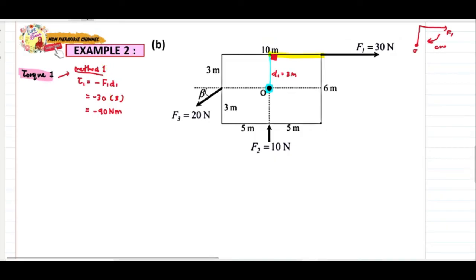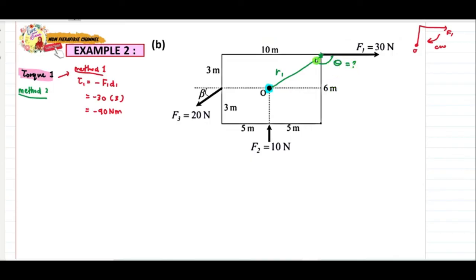Okay, so for the second method, let's try the second method. So for method 2, I will use green color. But before that, I will erase this first. Okay, so for the second method, we will find R1 from O to the point where we exert F1. Okay, can we calculate this? Of course we can. And then we want to determine the angle between R1 and F1. So what is the angle here?